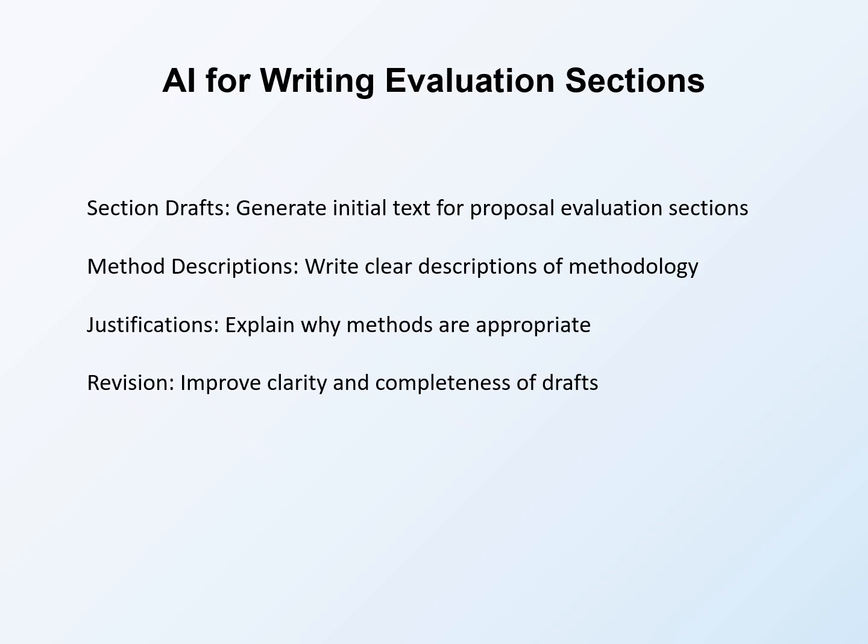AI for writing evaluation sections can accelerate narrative development once evaluation design decisions are made. Clear prompts and human review ensure quality results. Section drafting prompts should specify the evaluation approach to be described, section length and format requirements, and audience for the proposal. More specific prompts yield more usable drafts.